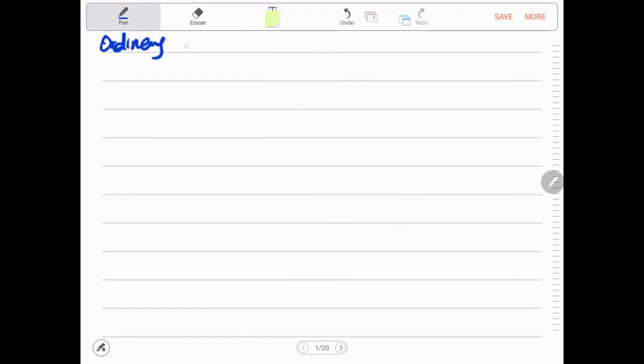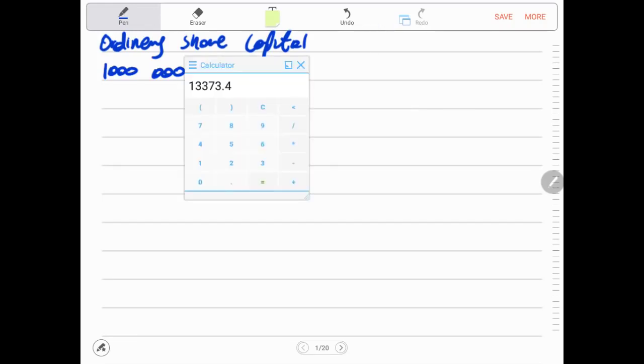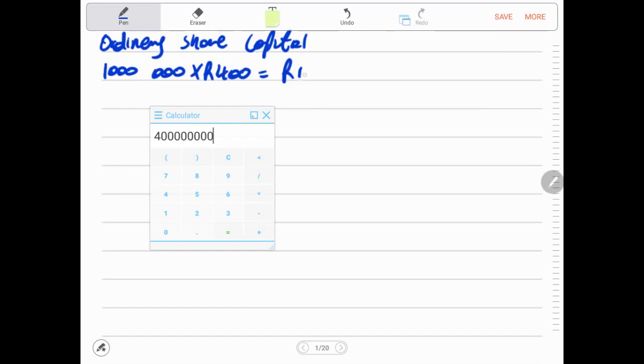We start with the ordinary share capital, and this one is very straightforward. We have 1 million ordinary shares that are in issue. We multiply this by 400, then we will see how much we get. 400 times 1 million, then this gives us 400 million.